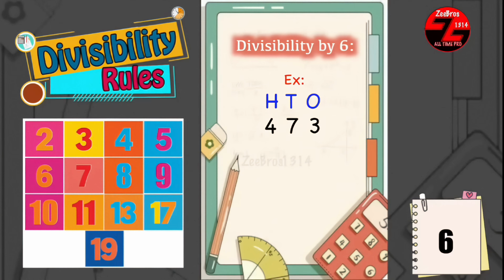473. For the first condition, we have to check the divisibility by 2. The last digit of the number is 3. So, this number is not divisible by 2. For the second condition, we have to check the divisibility by 3. When we add all the digits of the number, it makes 14, which does not come under the table of 3.